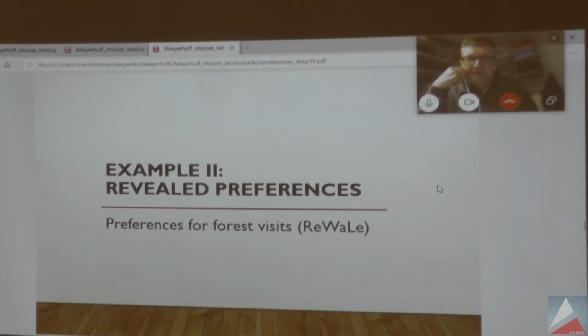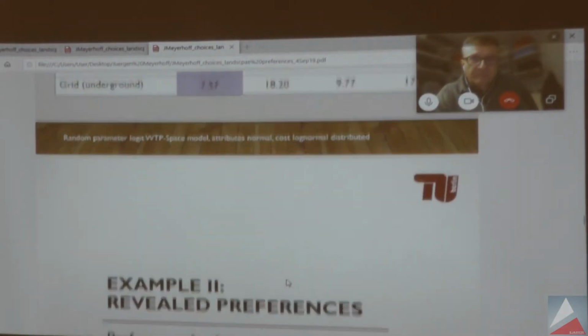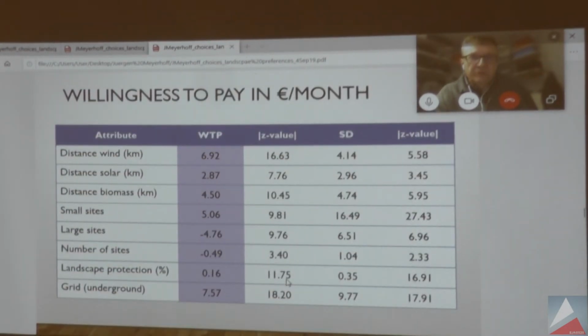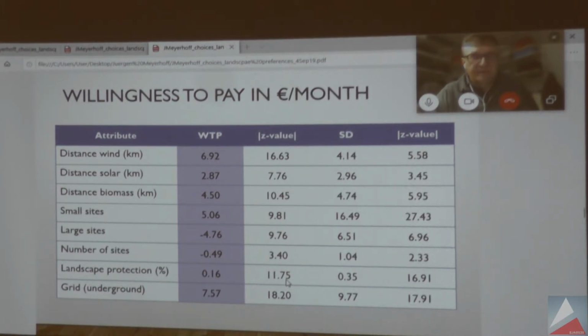The number of sites is also negative, meaning that people would prefer to have fewer sites. And landscape is also negative, meaning that people dislike each percentage of the landscape used for renewable energy. And finally, we again have a strong willingness to pay, 75 euros per month, for having transmission lines underground, indicating that people have a strong preference for protecting their viewsheds and landscape from transmission lines.